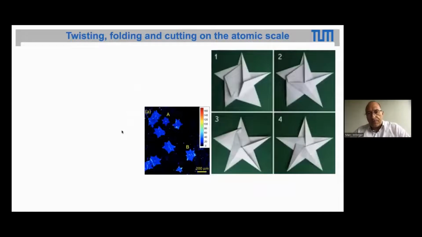So in the last 5 minutes or so, I want to show something that is just really very recent. We have not published that yet. And it's about the controlled formation of twisted layer graphene. So we do some kind of like folding, cutting, like this paper, but in this case with graphene.